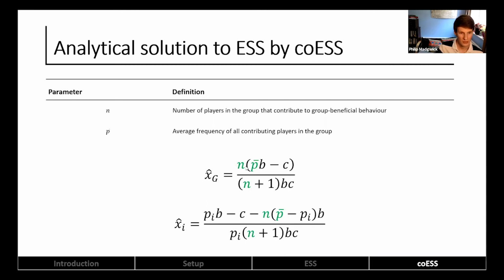But we have these two extra terms, which are two group level statistics. The first is the number of players in the group that contribute to the group beneficial behavior. And the second is the average frequency of the players that are contributing towards the group beneficial behavior. With these terms, we can then substitute this back into the ESS and arrive at a very informative analytical solution, which is really useful because these two terms, the number of players that contribute towards group beneficial behavior and the average frequency of those players, can be derived without simulation. And this enables us to understand something about what is varying in these contexts in order to bring about certain effects.